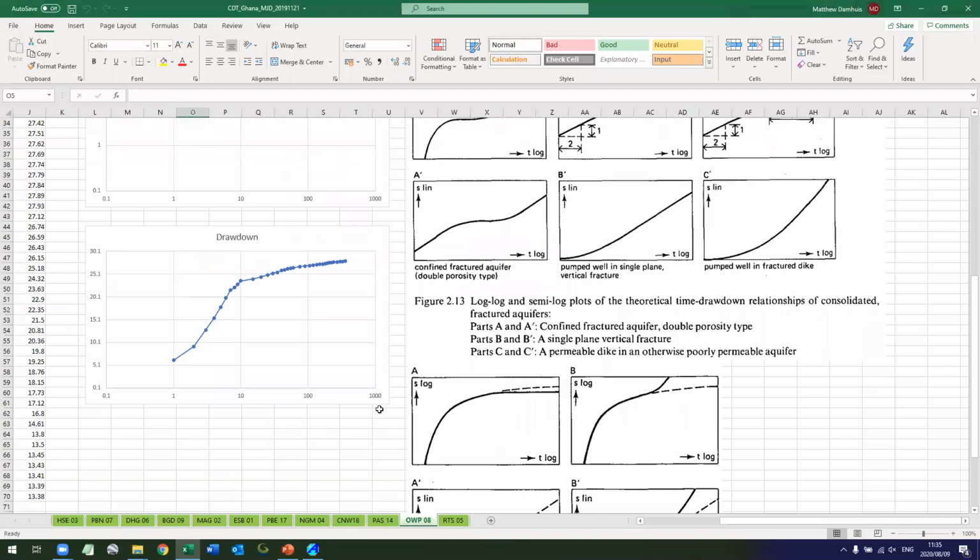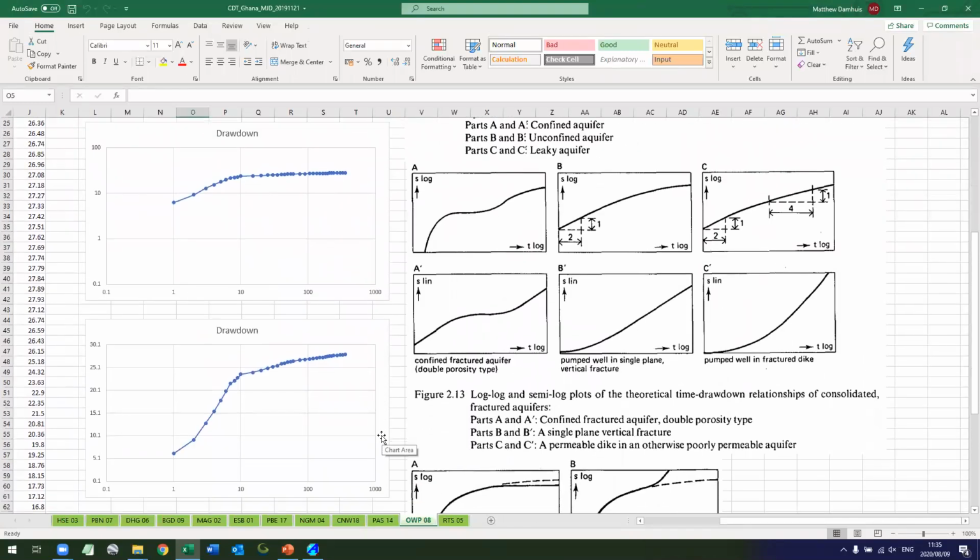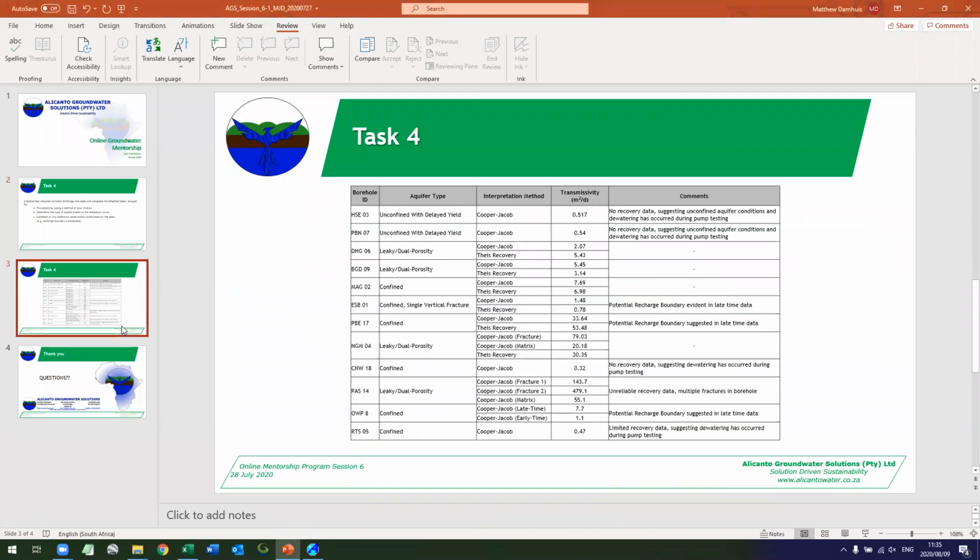So that is how you would do those kind of things. You can do the same for all of the other ones. And then we can look at our answers here.